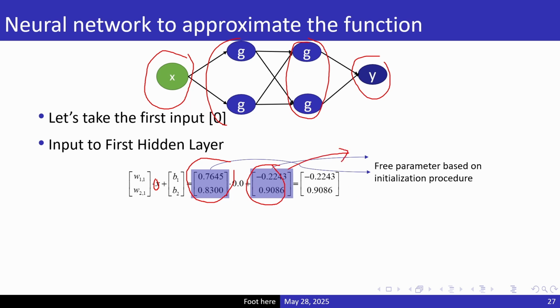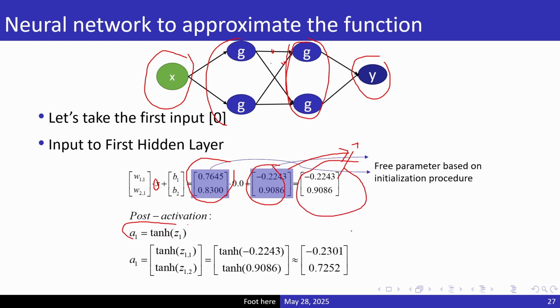There are plenty of initialization procedures available. Over the course, we shall discuss the effect of the initialization procedure on the solution of the neural network. If we substitute this 0 here, we will get this value. After passing that to the activation function, we will get this value.